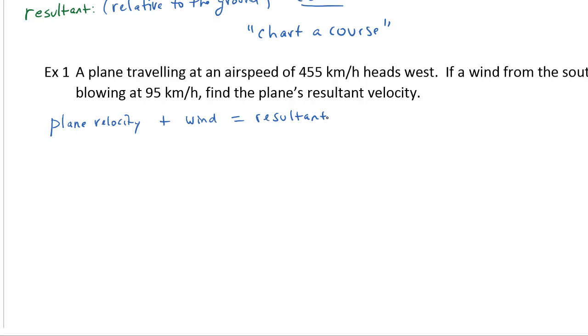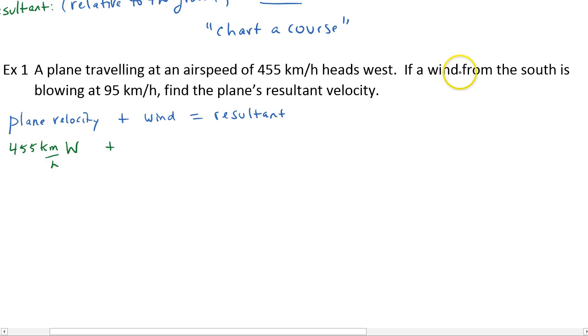So the first one is an airspeed of 455 kilometers per hour. That's exactly what we want, so we'll put 455 kilometers per hour west in there. Plus, there's a wind from the south. If you think about this, it's going from the south, so here's south over there. If it's going from the south, then it's actually blowing this way, isn't it? It's blowing you to the north. So you actually want to put in there 95 kilometers per hour north. Okay, now our resultant is going to be equal to, we don't know.